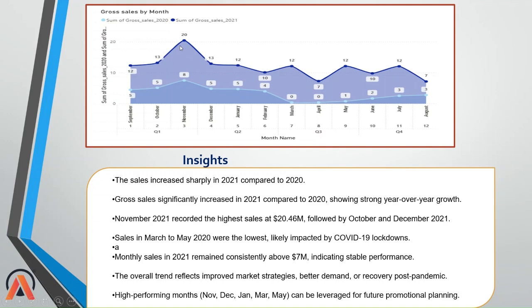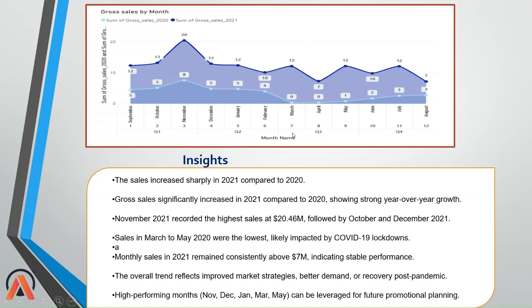November 2021 records the highest sales at 20.46 million, followed by October and December. Sales in March 2020 were the lowest, likely impacted by COVID-19 lockdowns.